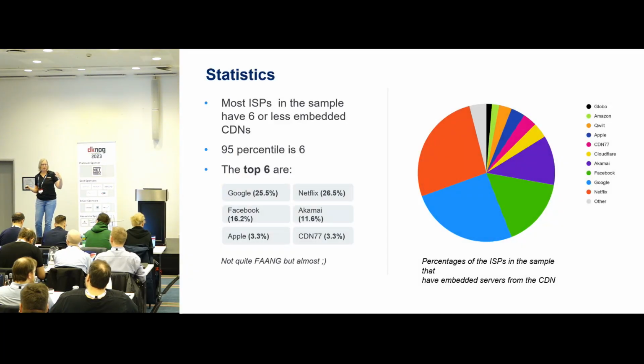And if a little bit more statistics, if I look at the number of customers who had embedded servers, most of them would have 6 or less. So even though there is a higher number available, it would be typically 6 or less. And again, the top deployed was that 25% of the ISPs in our sample that have an embedded server will have one from Google. 26% will have some from Netflix. 16% will have some from Facebook, and so on and so forth. So it's almost the FANG guys, but not completely.